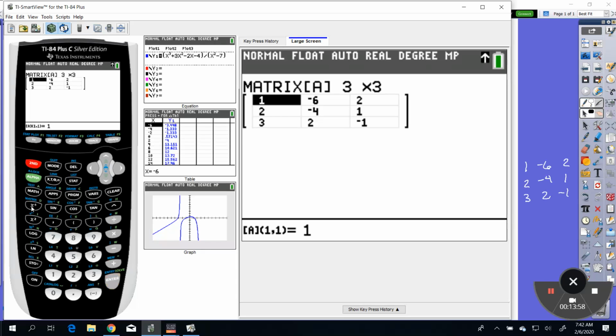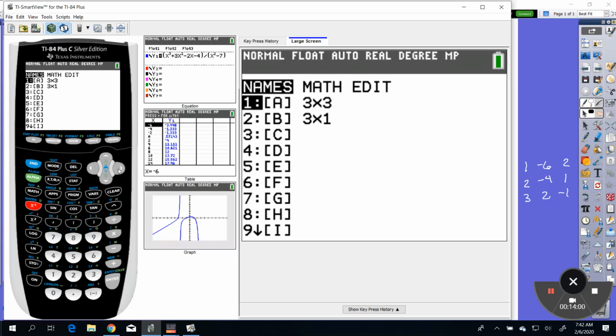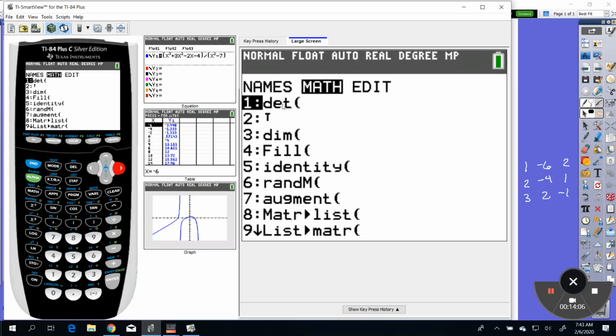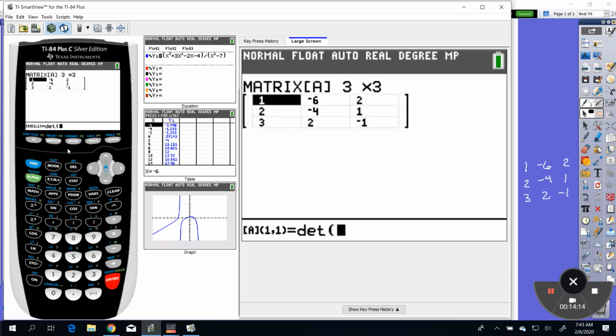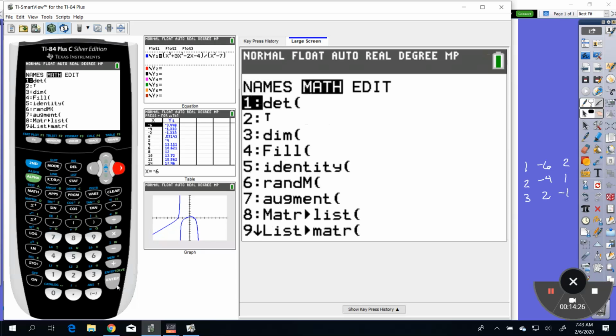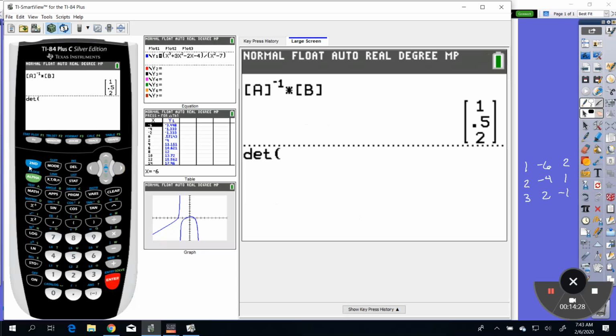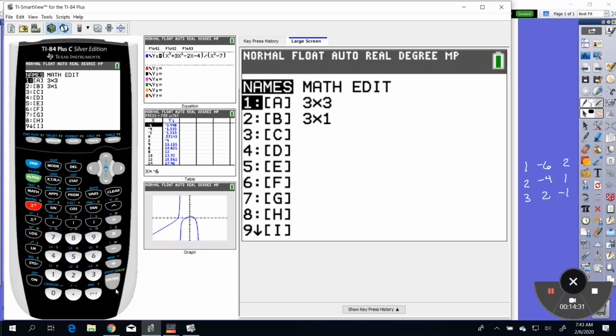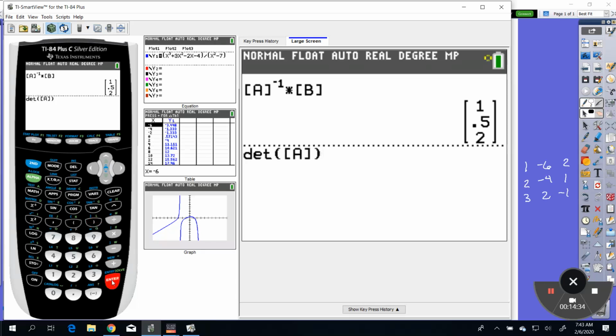Just like with all the other matrices, once we get it typed in, we're going to quit. Actually, you can just hit second matrix again. In the matrix menu is the math menu. If you go to that math menu, the first one's the determinant. So second quit, then second matrix, math, determinant. Now I go back to my matrix and I choose A and then hit enter. So it's 4. So I messed up on the first one.